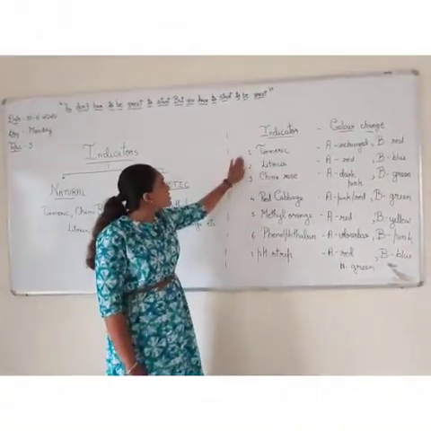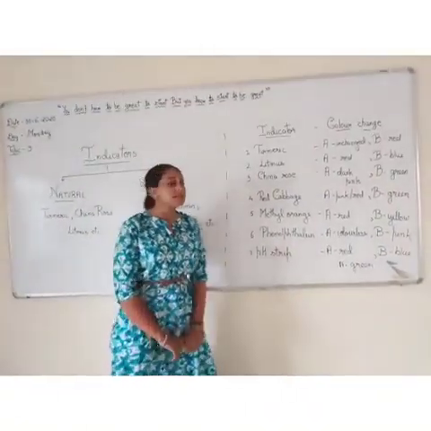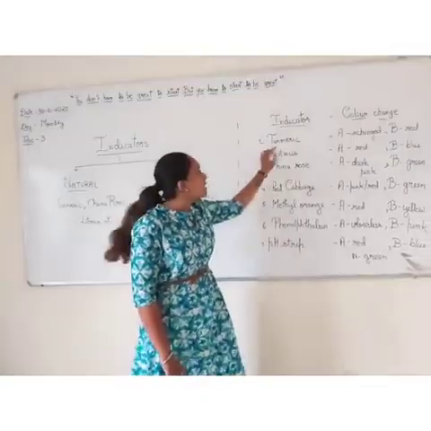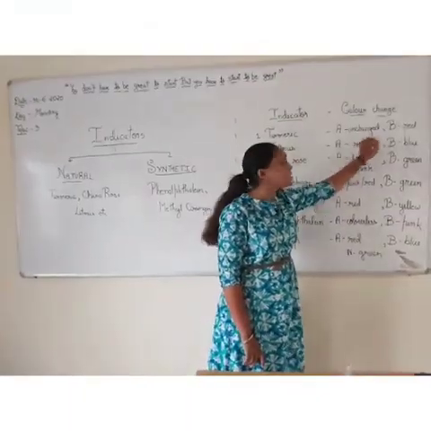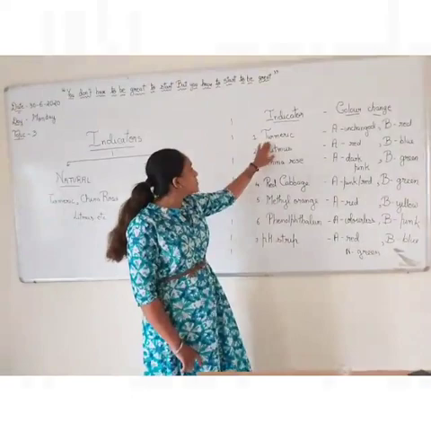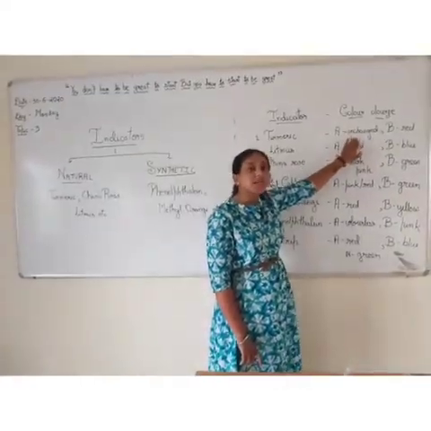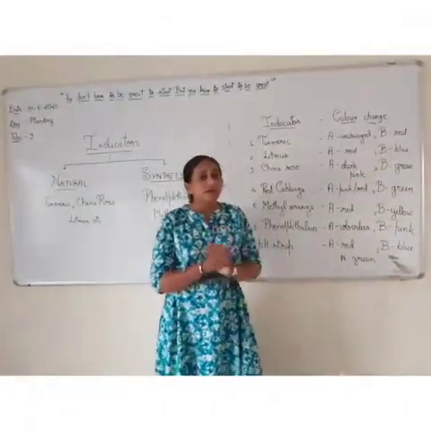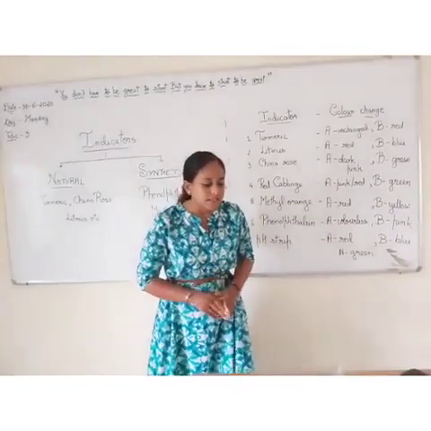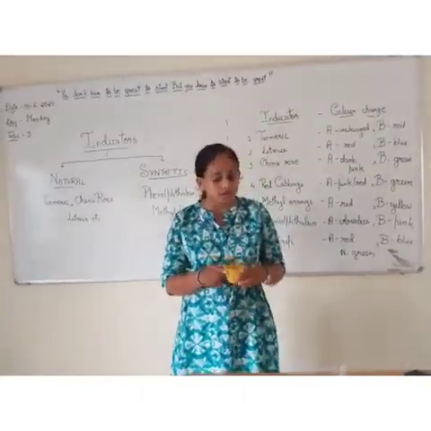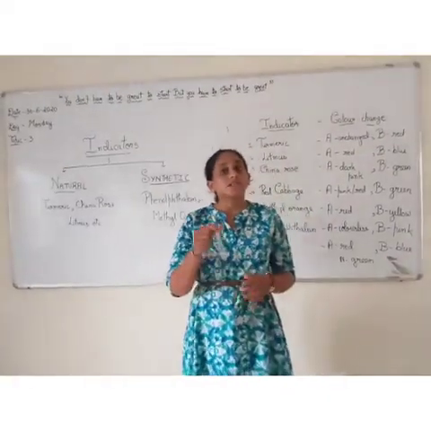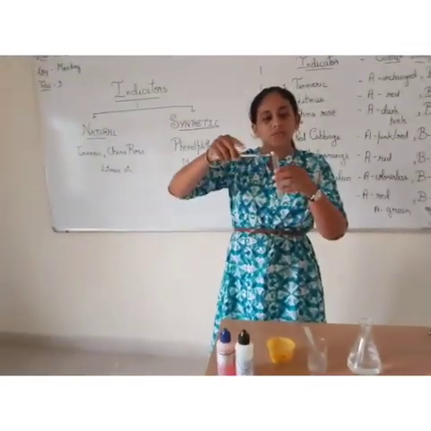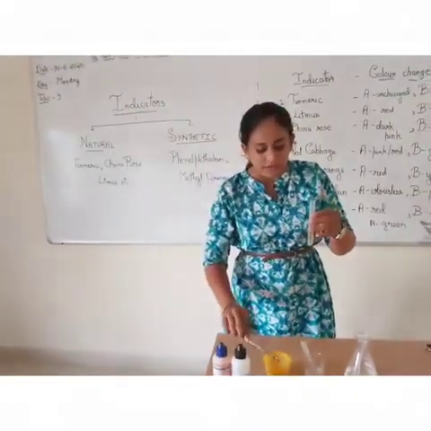First, let's understand the first one, which is turmeric. It is an example of a natural indicator. Now, if you take turmeric, A symbolizes acid, B symbolizes base. Turmeric is going to remain unchanged in an acidic medium. At the same time, it would change its color to red in a basic medium. Let's see it practically. I have turmeric powder with me. I would take a test tube and add, with the help of a spatula, 1 spoon of turmeric.